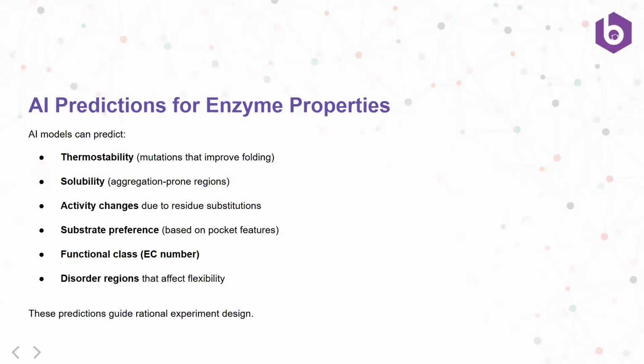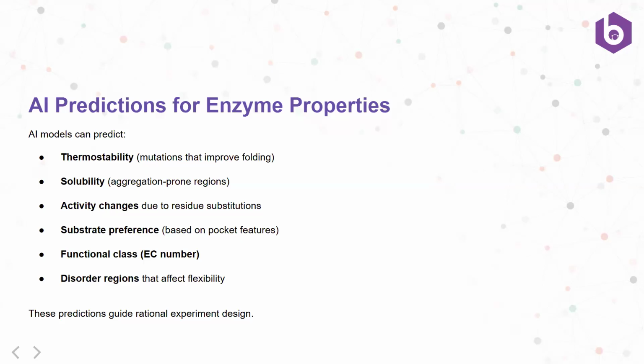AI can also predict the thermostability, solubility, active site changes, substrate preferences, etc. They can identify the mutations that improve the stability, regions that affect the solubility, and substitutions that alter the activity. It can also predict the substrate preferences by analyzing the pockets present in the enzyme or the protein sequences which you have given.